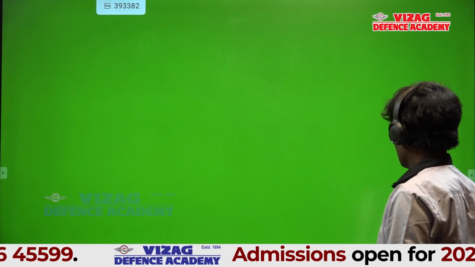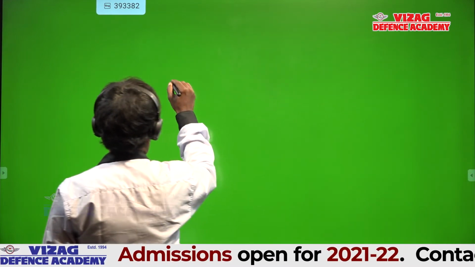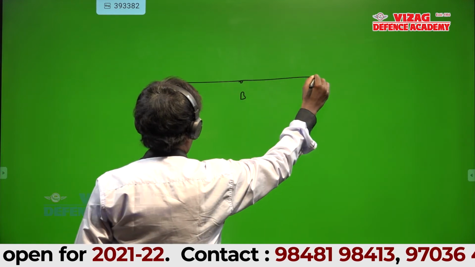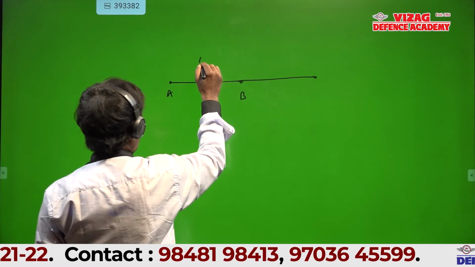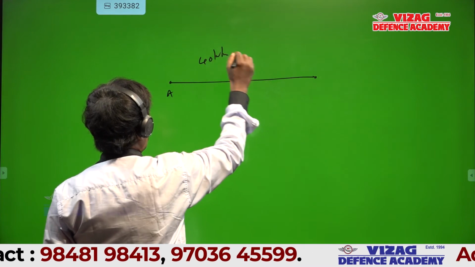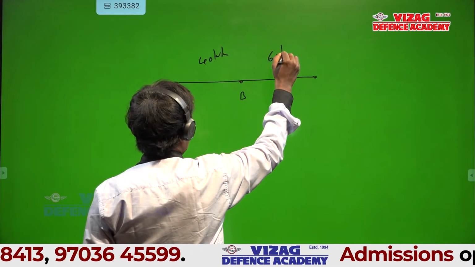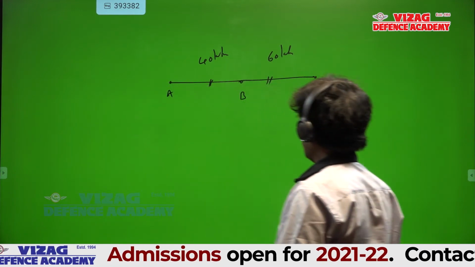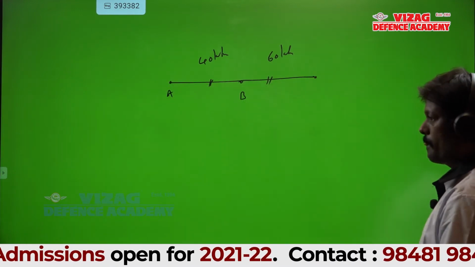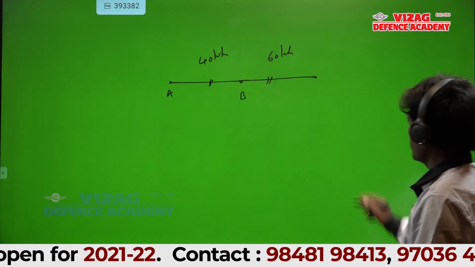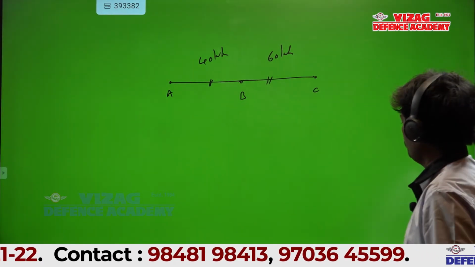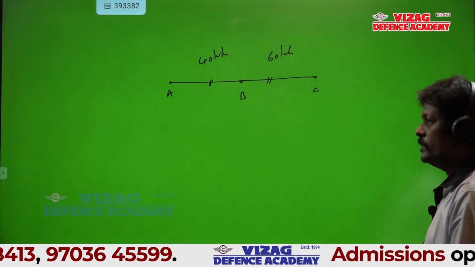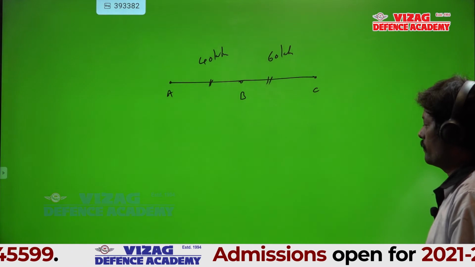Okay. Same I gave, no? A to B, how much I gave? 40 kilometers per hour. Now, what is the difference between the previous and this case?